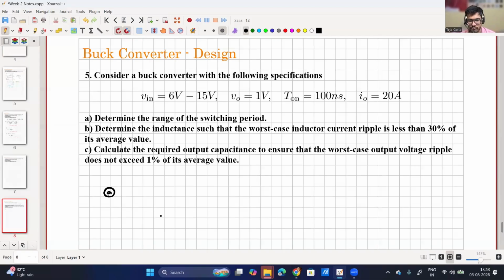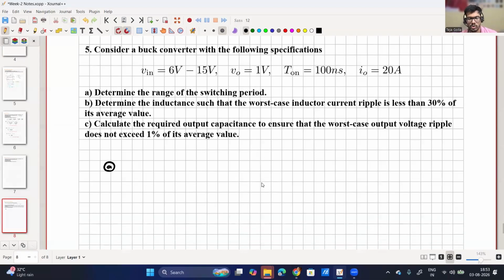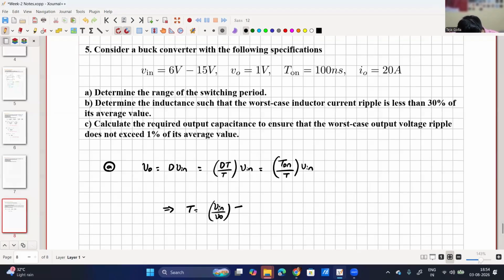Basically we have to write the time period in terms of the known variables. Let us see how we can do that. We know that V naught is equal to D into V in. I can write this as D Ts, which is T on by time period T, into V in. So now my time period T is V in by V naught into T on.